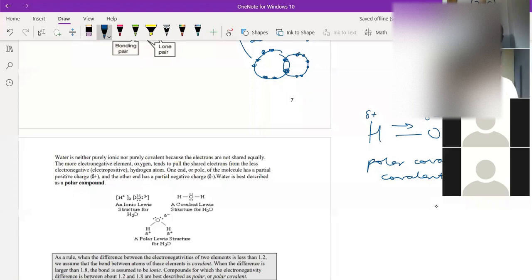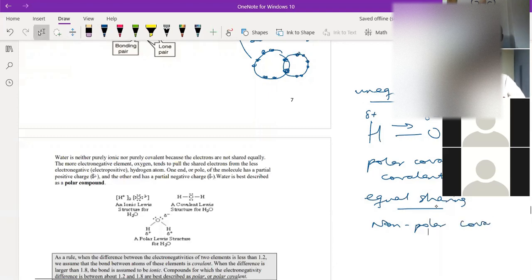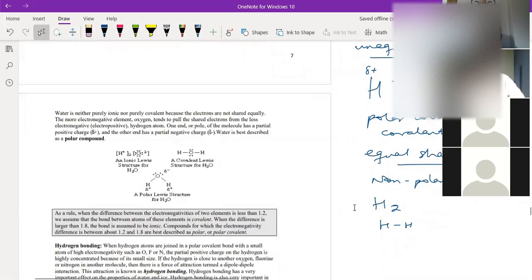It becomes polar, you know. Anything that is polar would dissolve in a polar solvent, right? This is unequal sharing, then you have a polar covalent bond. If it's equal sharing, then it's non-polar. Equal sharing, they have a non-polar covalent bond. Okay, for example, if I have hydrogen, H2, it's hydrogen and hydrogen. Nobody steals from each other. The pull is equal. So this is a non-polar substance and so on. Okay.